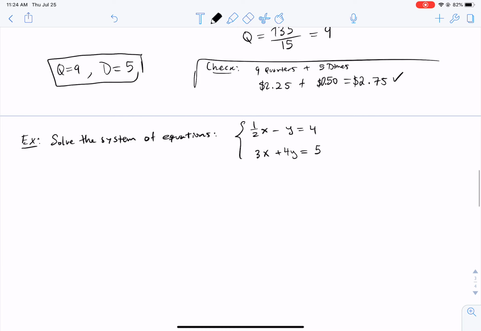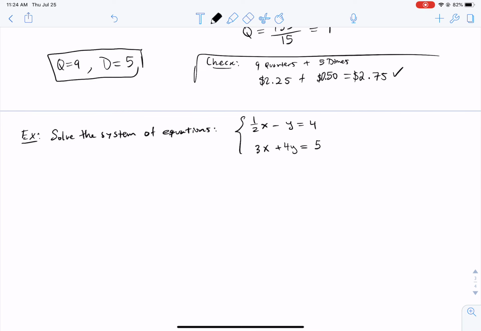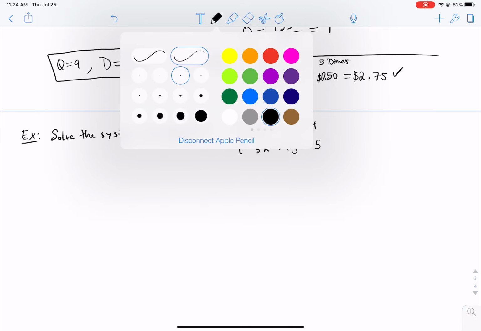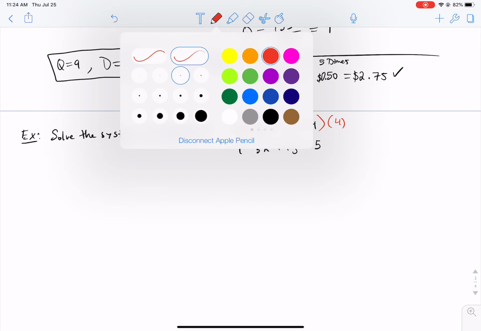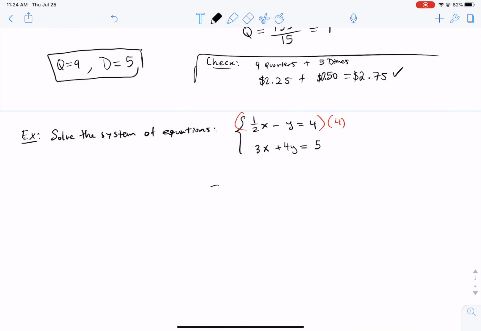Do you think it's a good idea to cancel out the y variables in this case? So we multiply the first equation by 4. You can, if you want, eliminate the fraction first, but if you multiply the first equation by 4, that will just do the job. So here is what we have. The new system that we will get will be 2x minus y equals 16, and the second equation we leave as it is.